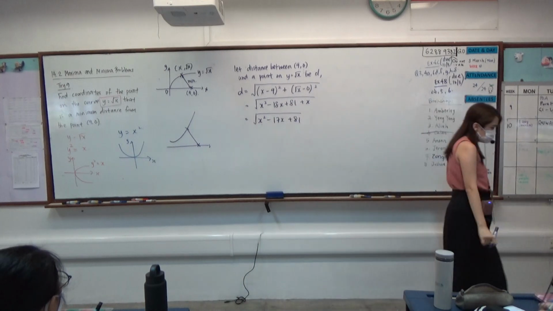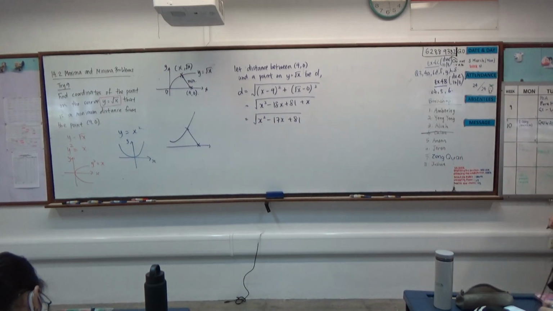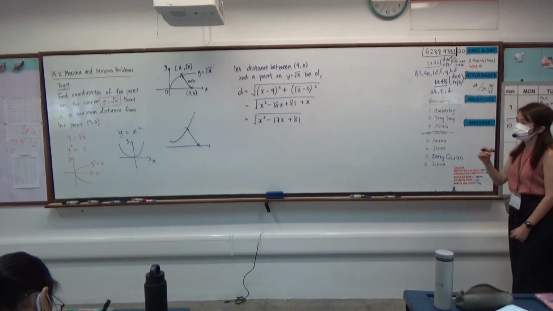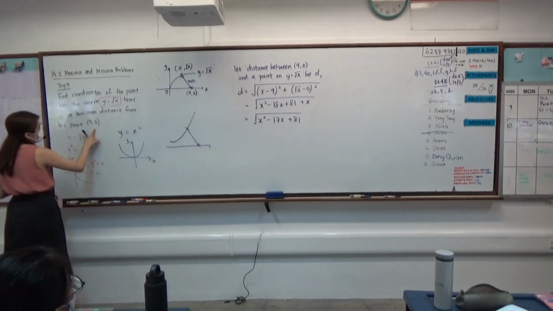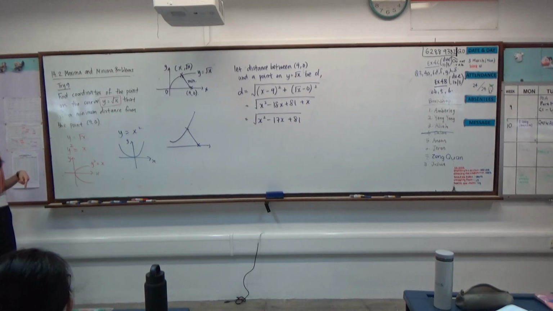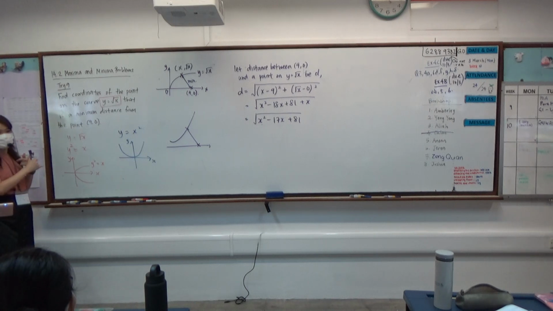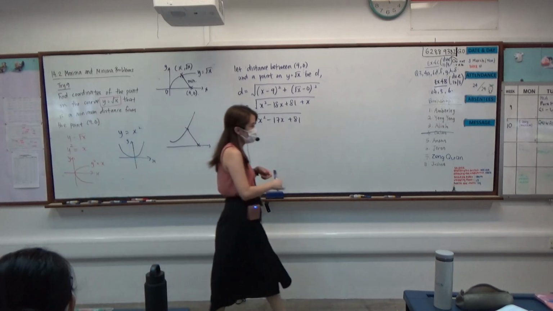So our expression for D is the square root of x squared minus 17x plus 81. Next, we go on to find out what this minimum distance is. To find the minimum distance, we figure out the first derivative, make it equal to 0, and figure out the stationary point first. After that, we verify that it is a minimum by doing the second derivative test. Could you please do that now?